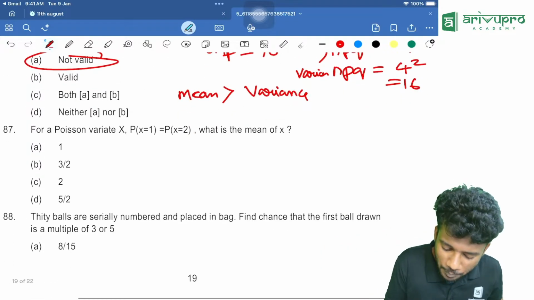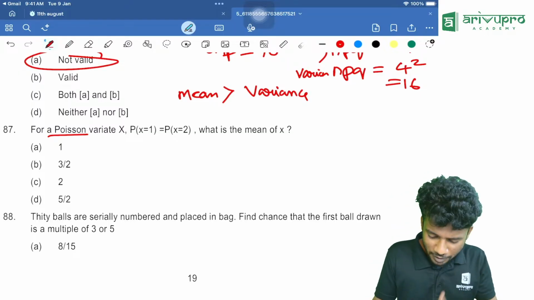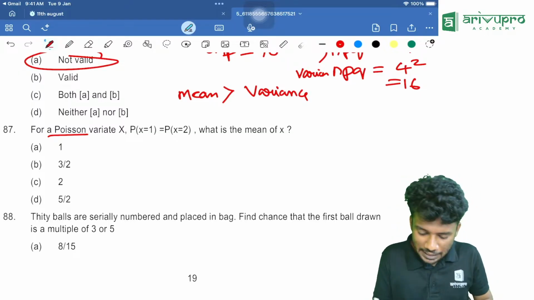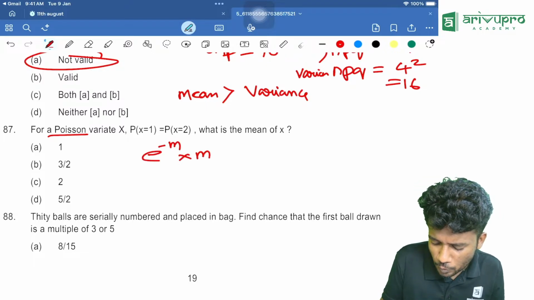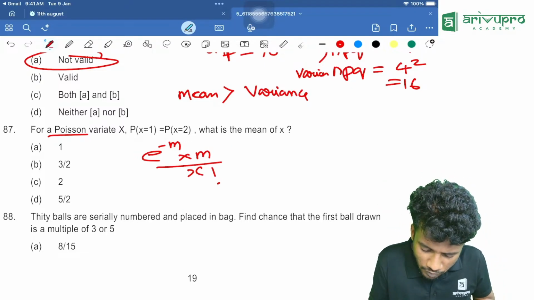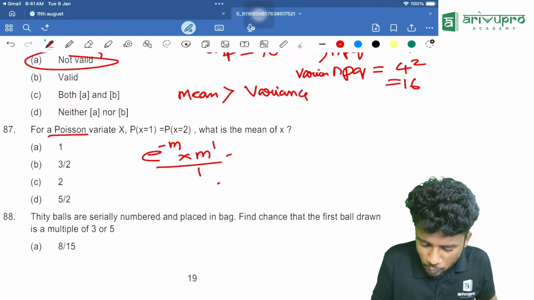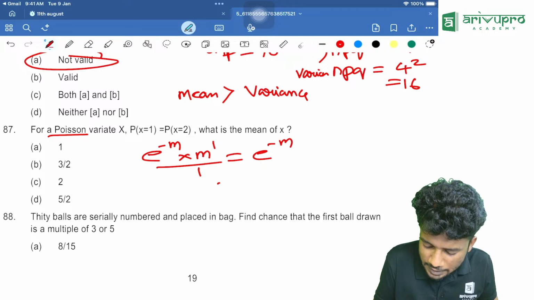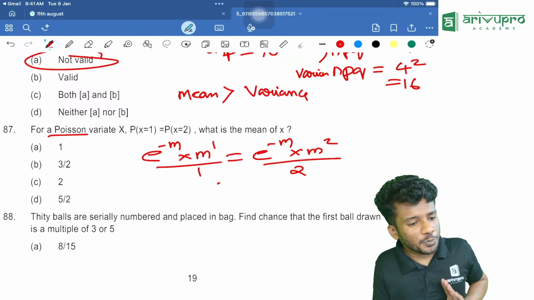Next one. For a Poisson variate x, P of x equal to 1 is equal to P of x equal to 2. Find the mean. Direct question. We can use the formula e raised to minus m into m raised to x divided by x factorial. So for x equal to 1, it is divided by 1 factorial, that is nothing but 1, which is equal to e raised to minus m into m square divided by 2 factorial, that is 2. Now we need to cancel.